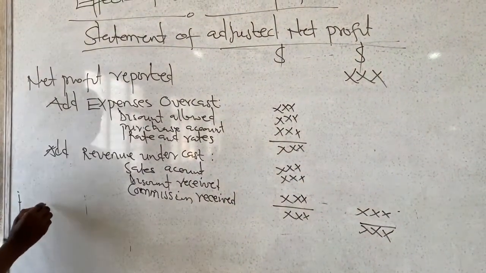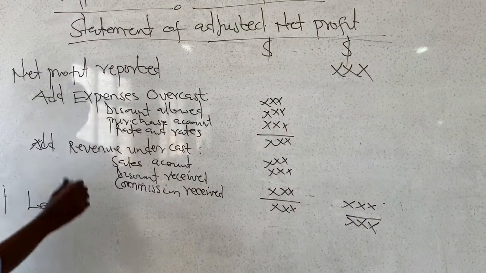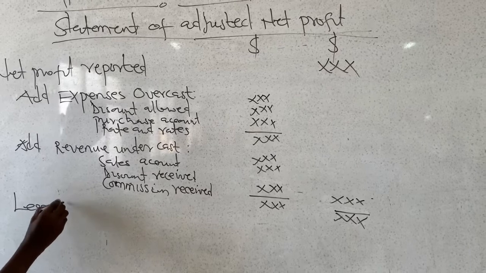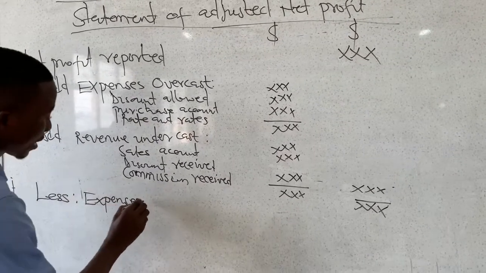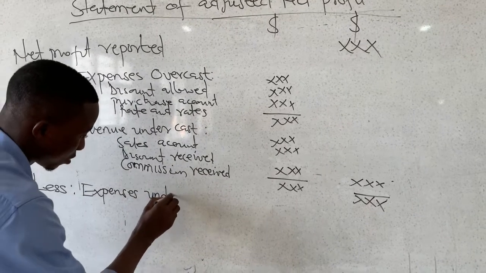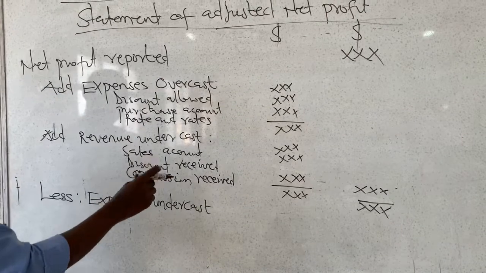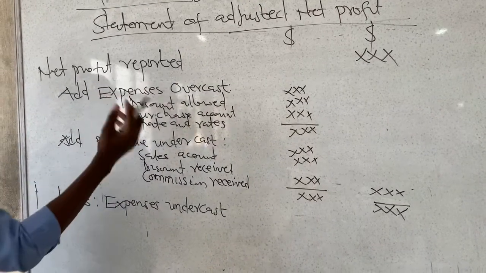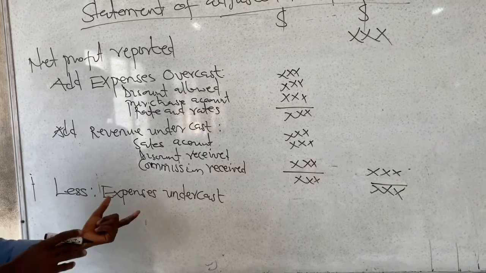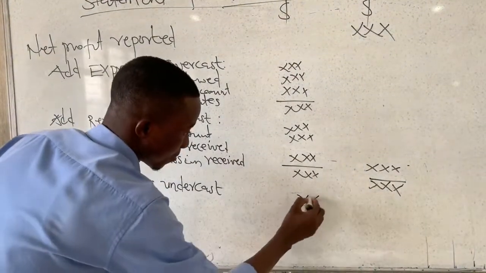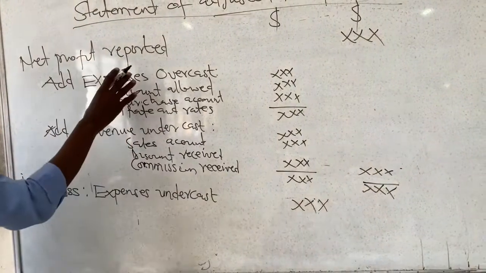After that, then now we less the opposite of this. Is that okay? So the opposite of this will be expenses undercast. That is the opposite of expenses overcast. And all these items will fall. So it is up to you to know what consists of expenses. Then you bring it in. There are so many items. I don't want to list them. It's the opposite of this.